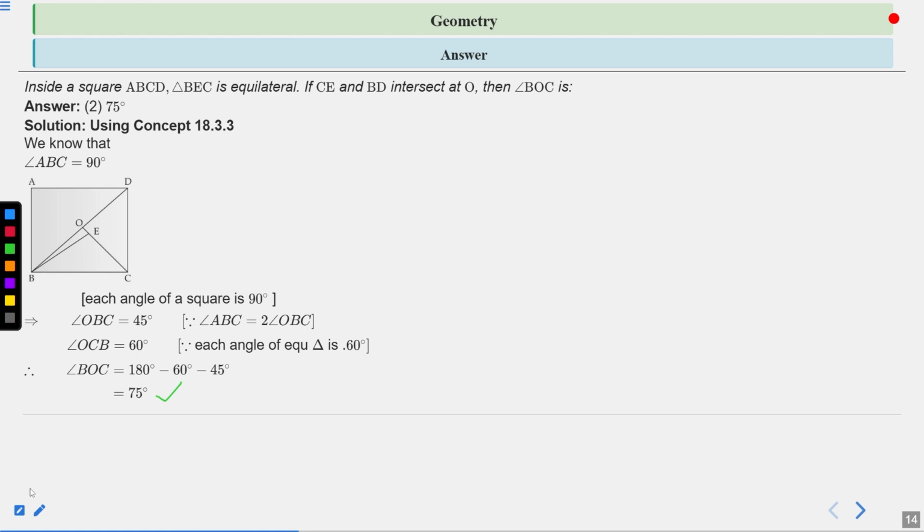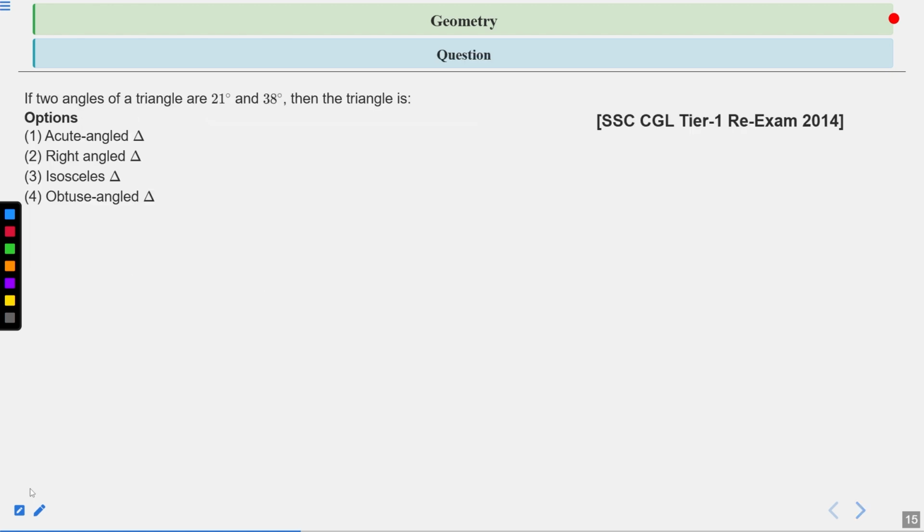Next one. If two angles of a triangle are 21 and 38 degree, then the triangle is. This question was asked in SSC CGL Tier 1 re-exam in 2014. There are 4 options. First one is acute angle triangle, second is right angle triangle, third one is isosceles triangle, and fourth one is obtuse angle triangle. Now you have 10 seconds to analyze the question. Your time starts now.